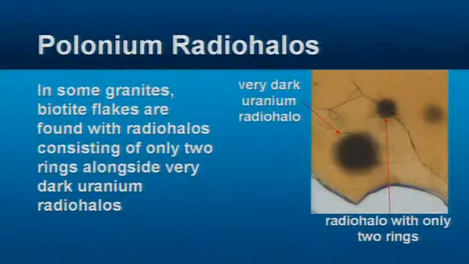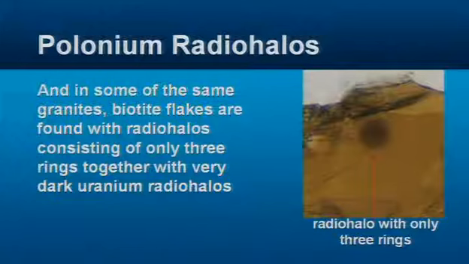And in some granites, we find not only the dark uranium radio halos, but two ring radio halos. This one here, you can see the dark outer ring, the light outer ring and the dark inner ring. And in some biotite flakes in some granites, we find all of these together, like the three-ringed radio halos. It's very hard to see at this distance, but there are definitely three rings.